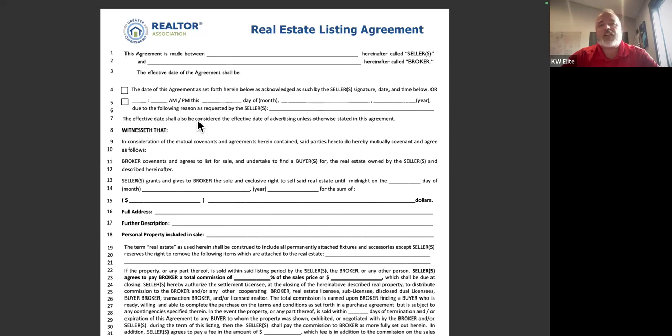The effective date shall also be considered the effective date of advertising unless otherwise stated in this agreement. So if you check this box, you can instantly advertise it in every way, shape, or form. Social media, things like that. If you check this box, you do have to wait until this day or time in order to be able to advertise it. Also, keep in mind that from the time that this date and time in here, you have 24 hours to get it put into the MLS and make it active.